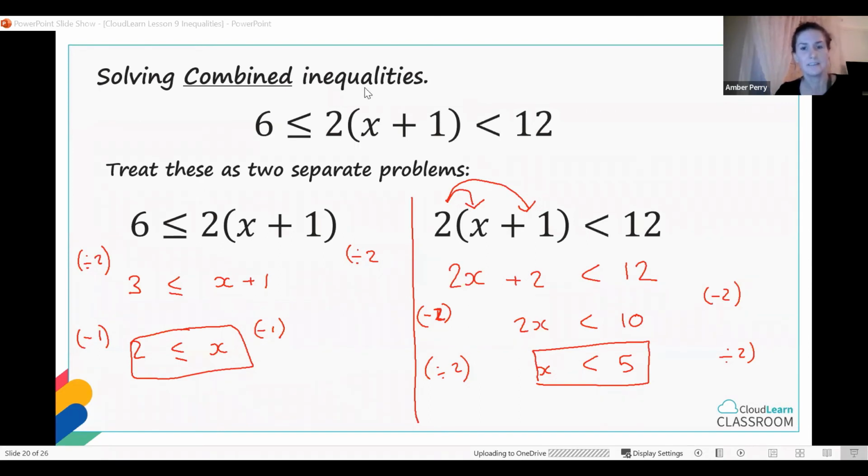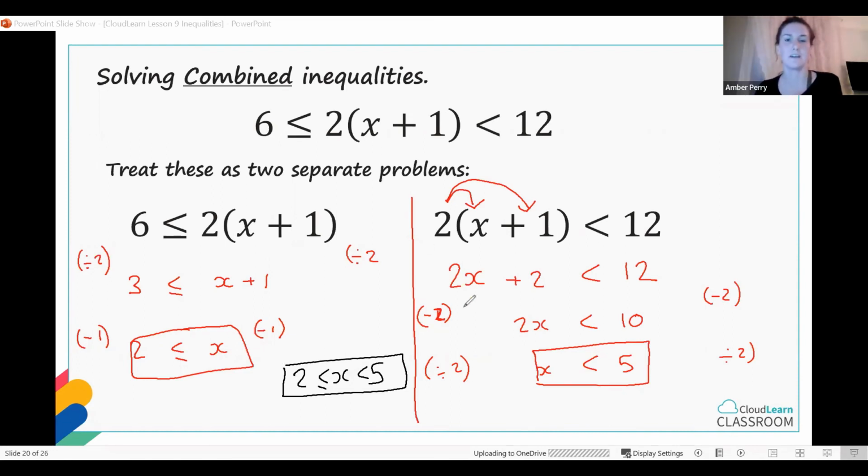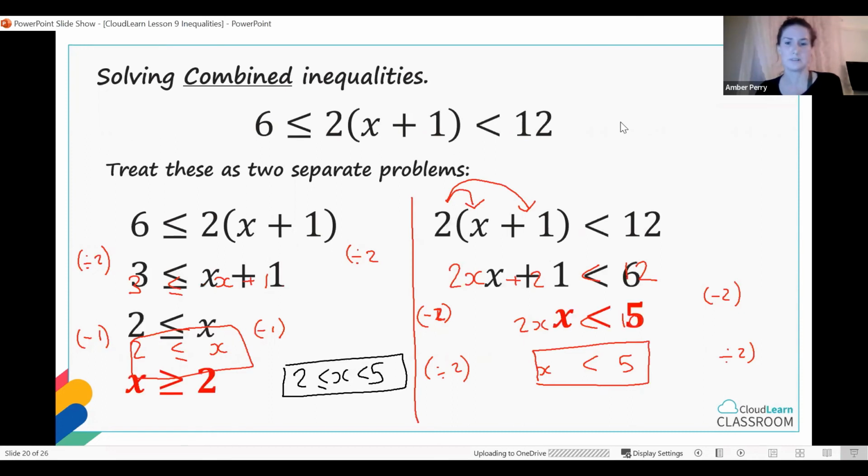Try that again. Let's choose a different color. There we go. 2 is less than or equal to x, which is less than 5. And I won't draw that on a number line because I think you've probably got that by now. But hopefully that helps. Okay. So let's just move that through.